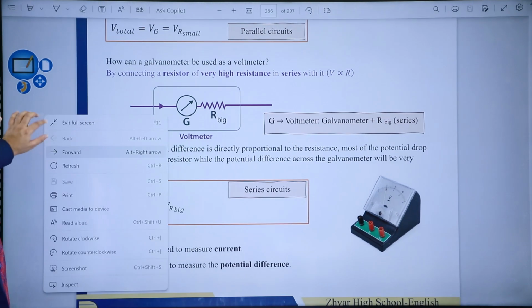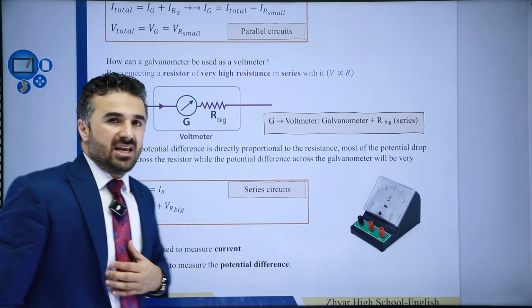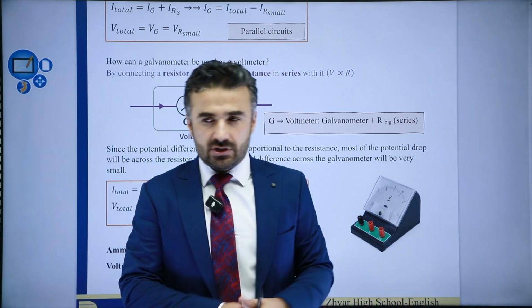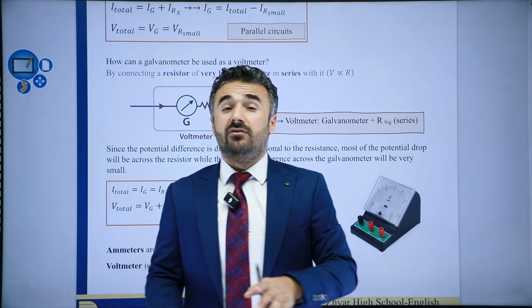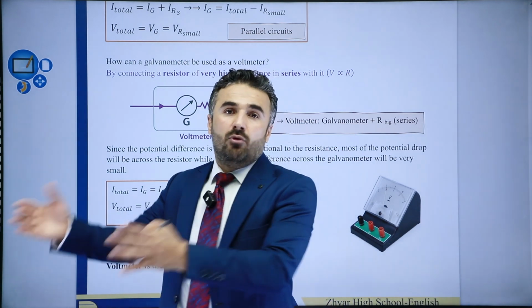Okay. Now this time, how can a galvanometer be used as a voltmeter? That is the opposite to what we had before, yeah? First time, how we can convert or use a galvanometer as an ammeter. This time, how can we use a galvanometer as a voltmeter?